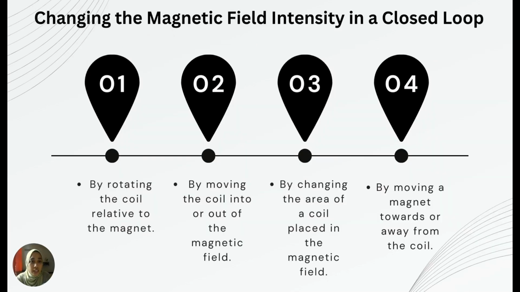Here are the ways in which we can change the magnetic field intensity in a closed loop. The first is by rotating the coil relative to the magnet. The second is by moving the coil into or out of the magnetic field. The third is by changing the area of a coil placed in the magnetic field. And the last is by moving a magnet towards or away from the coil.